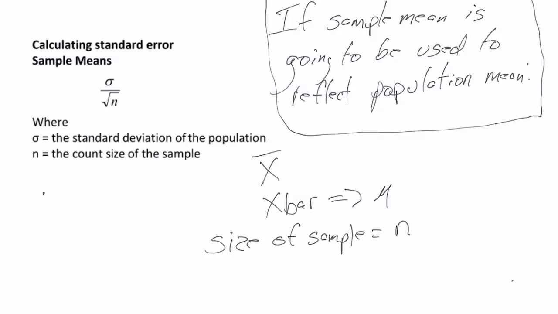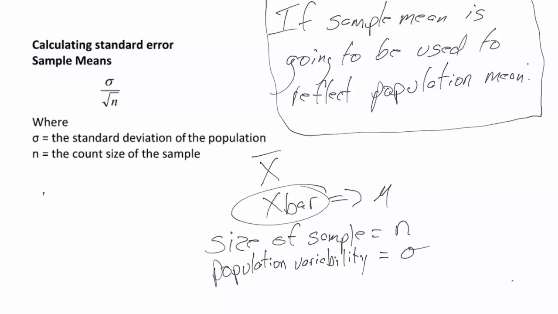But we also need to consider the variability of the underlying population. If we have data points all over the board for our underlying population, we're probably going to need a bigger sample to better reflect what's going on. And if the underlying data population has very little variability, all the data points are almost the same, it's not going to matter as much. So if we want x bar, our sample average, to in some way reflect what the population average is, we're going to have to consider the size of the sample, n, but also the variability of the underlying population, sigma.